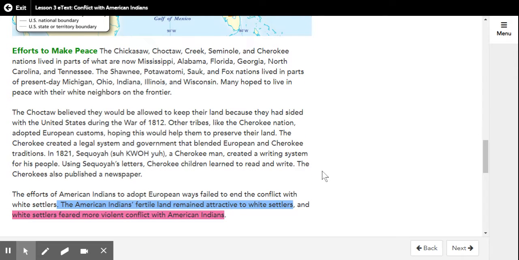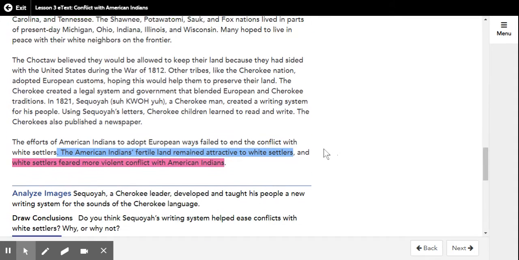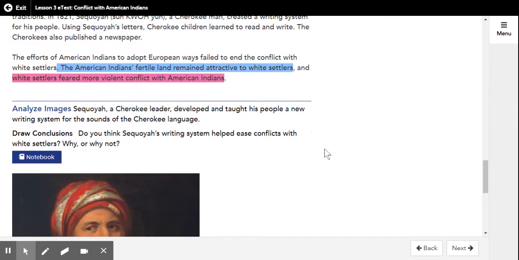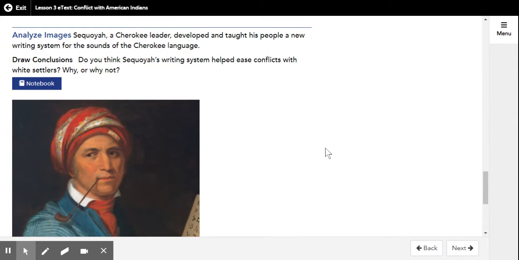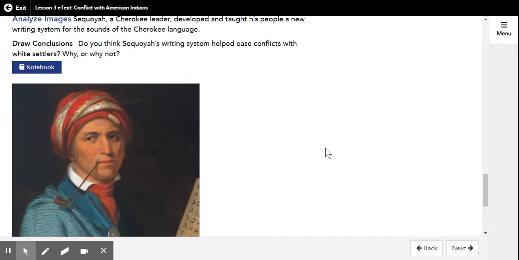The efforts of American Indians to adopt European ways failed to end the conflict with white settlers. The American Indians' fertile land remained attractive to white settlers, and white settlers feared more violent conflict with American Indians. Reading check. Generate explanations. Why did tensions exist between American Indian groups and white settlers?